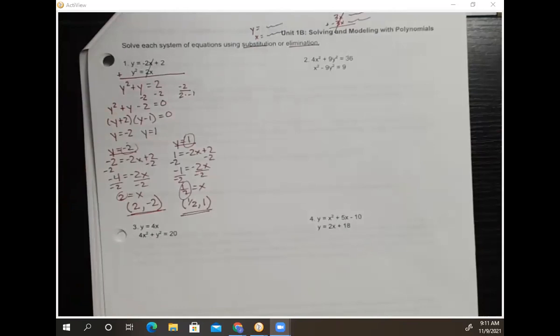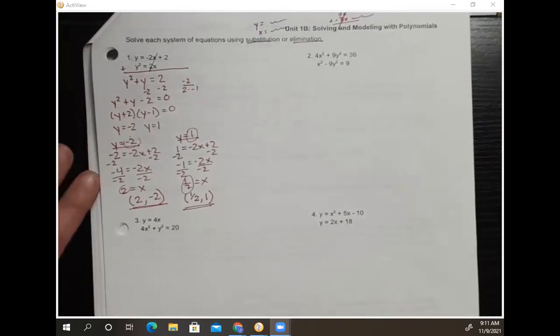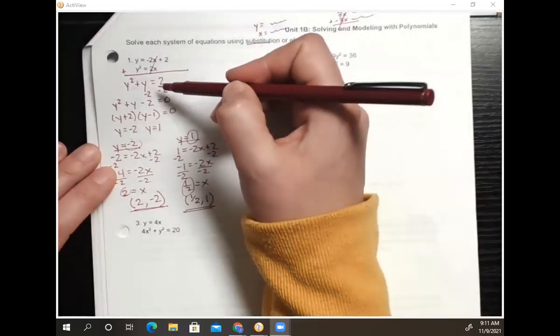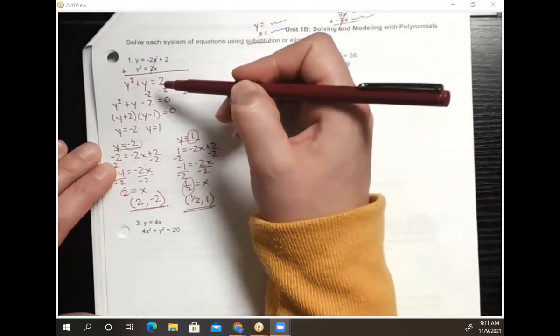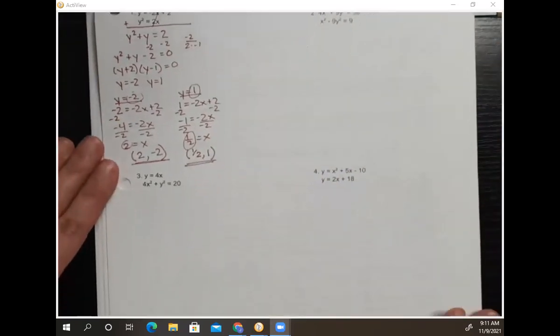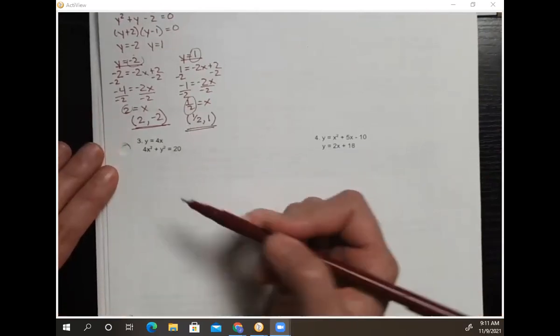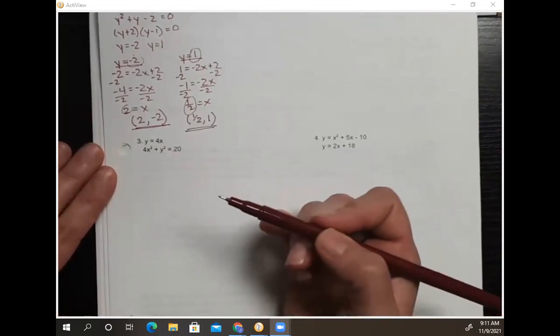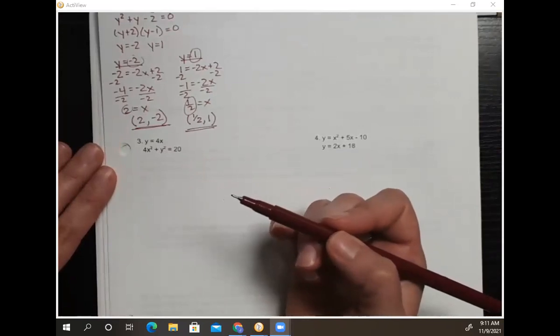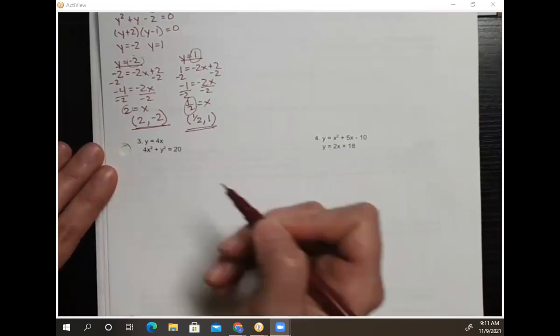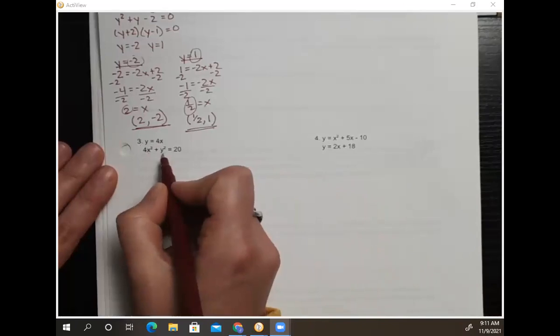Okay, let's take a look at number 3. Now, number 1 was set up so that we could have used substitution or elimination, and we chose elimination. For number 3, if I hop down here, this one's not set up in a way where elimination would really make any sense. I have y and x in the top equation, and then I have x squared and y squared in the bottom equation. I can't eliminate an x with an x squared or a y with a y squared. So we're going to do substitution on this one. That's the only option that really makes a lot of sense.